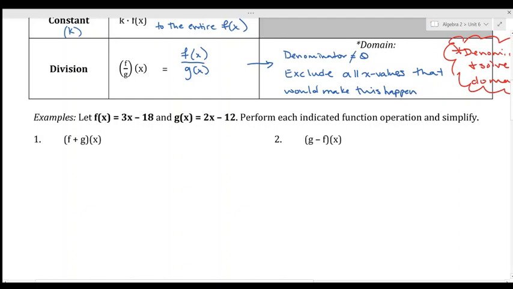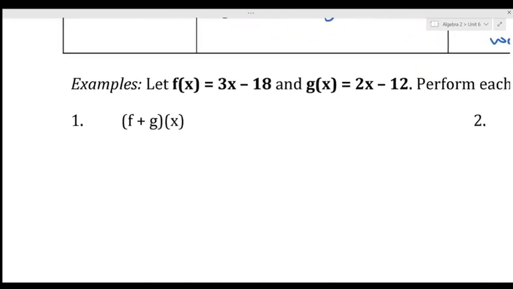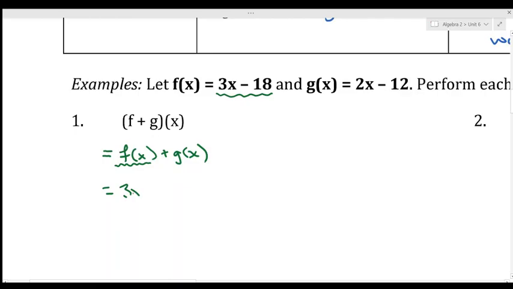If we have f plus g of x, we rewrite this as, I'm going to scooch in a little bit more here, f of x plus g of x. Okay, so when we rewrite this, our f of x is 3x minus 18. So we rewrite 3x minus 18. Then we have this plus g of x. I'm going to double underline that. So that means we're going to write 2x minus 12.